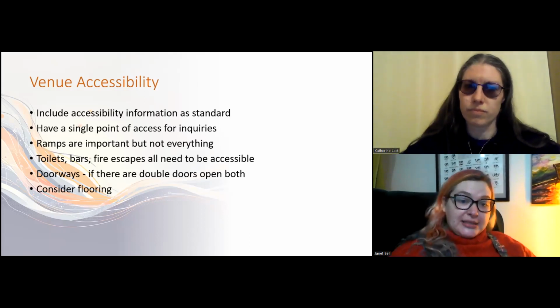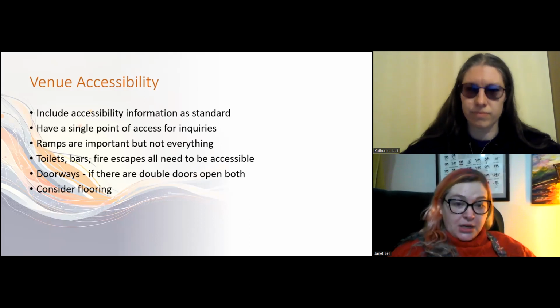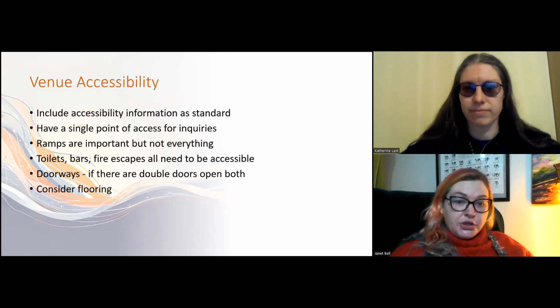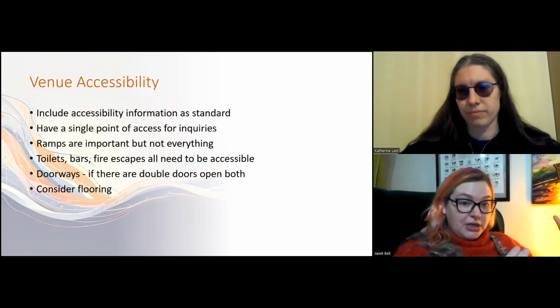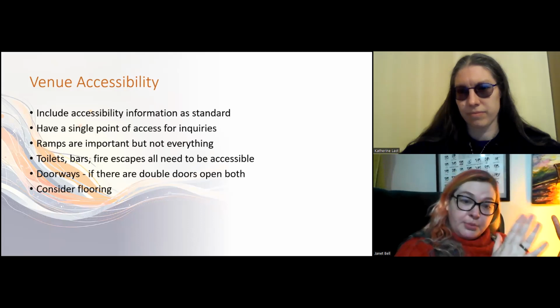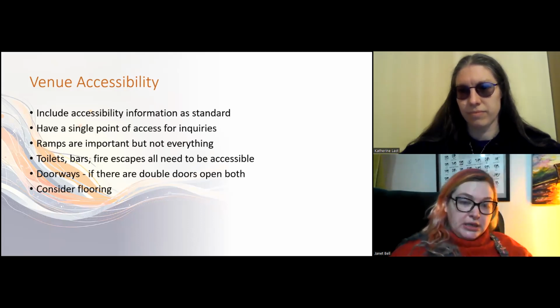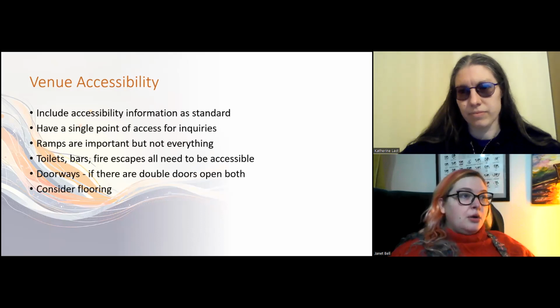Okay, doorways, which so many times I go to a venue and they've got these lovely wide double doors, only one of them is open. Make sure that that is dealt with, and that if you're expecting a wheelchair user to be able to go through double doors, make sure both of them are open. It's infuriating. The other thing is to consider flooring.